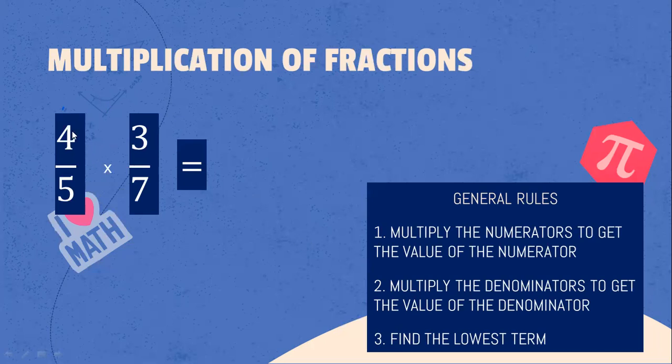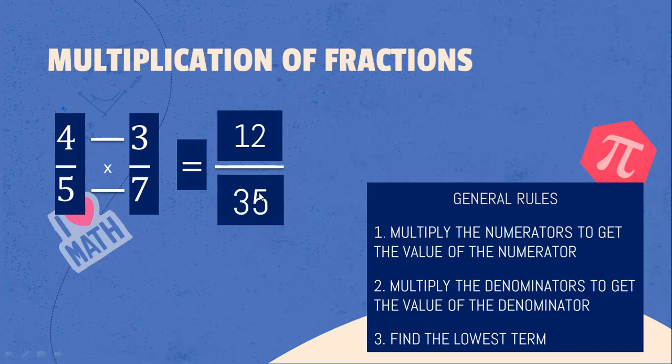Our next example, 4 over 5 multiplied by 3 over 7. The first rule, multiply both numerators. 4 multiplied by 3, that is 12. The next rule, multiply the denominators. 5 multiplied by 7, that is 35. Let's find the lowest term. 12 over 35 has no lowest term because it's already in simplest form. That's why the final answer is 12 over 35.